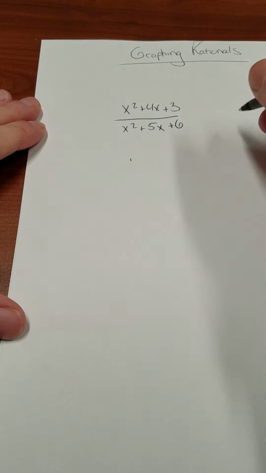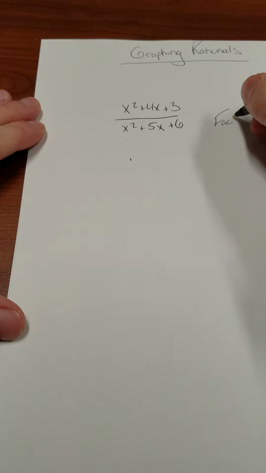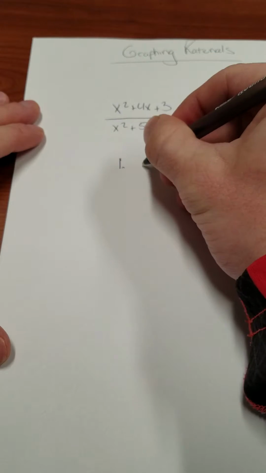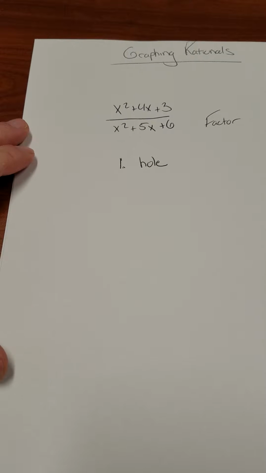First, we're always going to factor them, okay? We're always going to factor these and try to figure out what's going on. Once we factor them, we're going to be looking for holes in the graph, a place in the graph where the graph does not exist. It doesn't have an asymptote there or anything like that. It simply does not exist, and we'll talk about how we get holes.